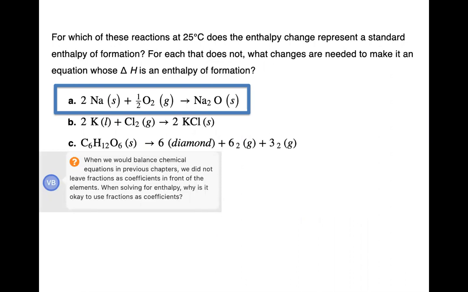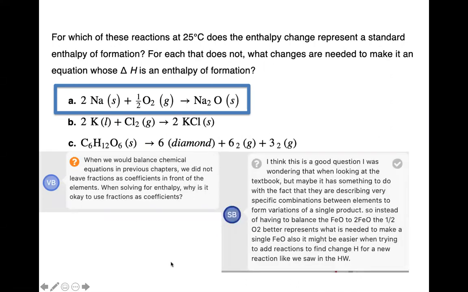Is that breaking some kind of rule? Why do we have fractions? Why is it okay to use fractions as coefficients now? In this student's response, they were getting at part of the point here. Said, well, maybe it has something to do with the fact that they are describing very specific combinations between the elements, that it's describing something very specific.